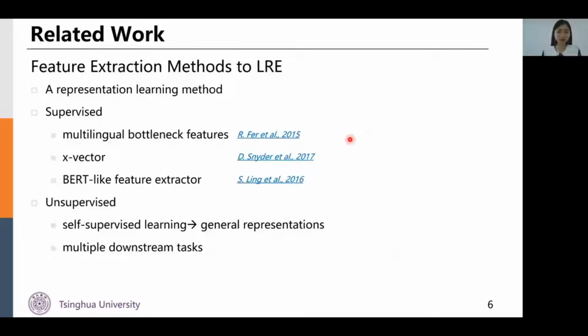As mentioned above, the X-vector is a popular one. Besides, the multilingual bottleneck features and bottleneck-like feature extractor are proposed as well. They are under full supervised condition, which may suffer performance degradation when labeled data is limited. For unsupervised learning methods, we still can extract general representations with limited labeled data, so we employ the recently proposed speech pre-training methods to the LRE system, such as CPC, APC, VQ-APC, and NPC. They are briefly introduced next.